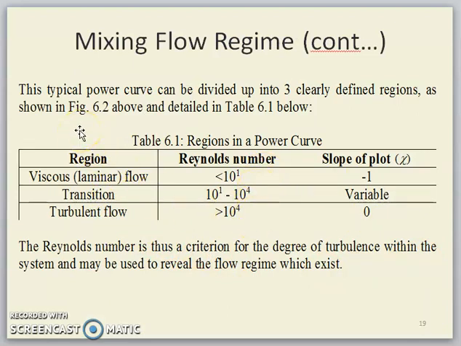This typical power curve can be divided into 3 clearly defined regions, like what we have seen before: the viscous or laminar, the transition, and the turbulent. So based on the range of Reynolds number, we may identify the region to which it belongs.